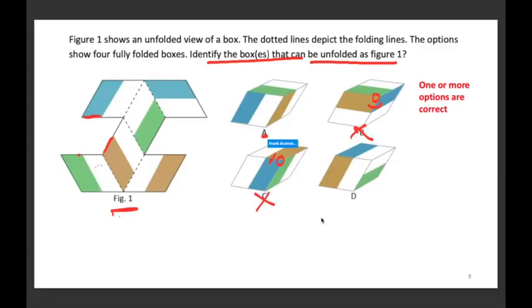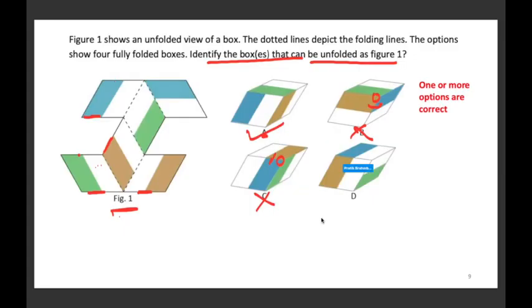The option A, where brown and green come together in one straight line, that actually happens here when this and this edge come together. And then of course one top edge of blue will come here, so A is fine.